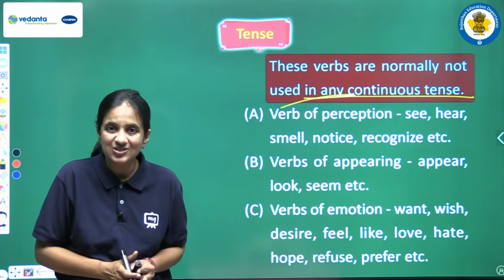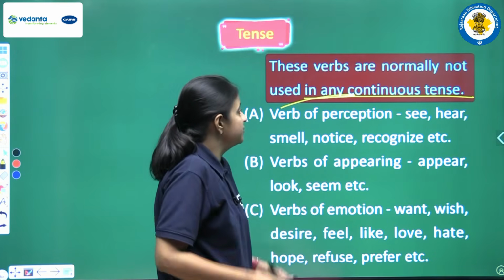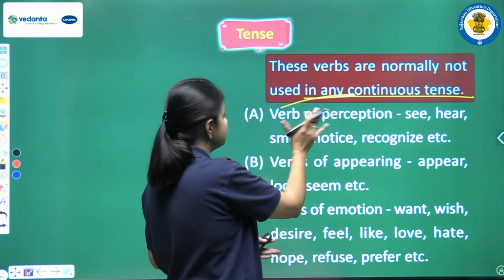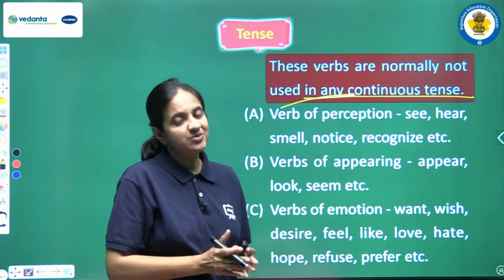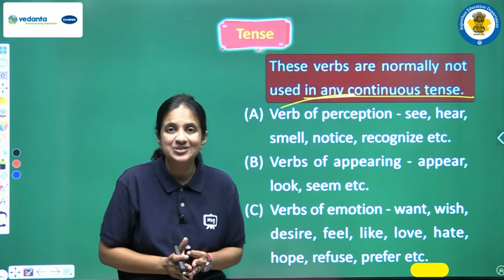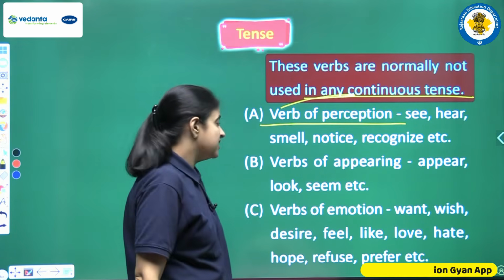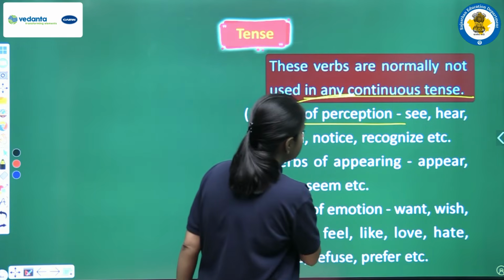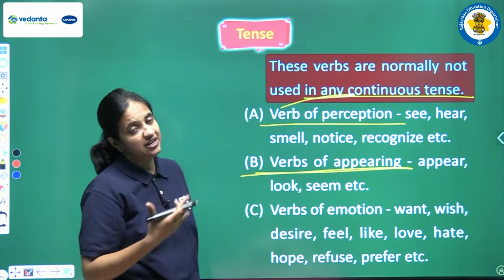So what are these verbs? Let's see. First of all, we are having some verbs of perception like see, hear, smell, notice, recognize. Okay, so these are some of the action words that we generally do not write in continuous tense. So first is verbs of perception. Second, we are having verbs of appearing. Okay, like we are having appear, look, seem, etc.